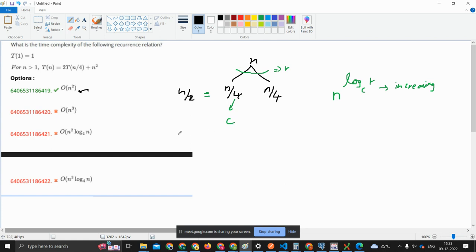What will be in the next iteration? It's going to be n by 4 into n. Oh, no, sorry, it will become n by 16. Yes, here it will be n by 16, these two will be n by 16, this also n by 16. I am asking about the sum. The sum will be n by 4, which is nothing but n by 2 power 3. It will be like this, which is equal to n by 2 power 2.